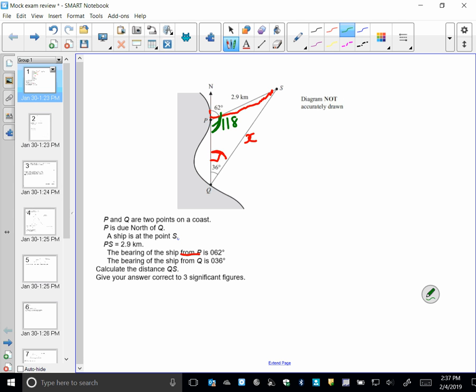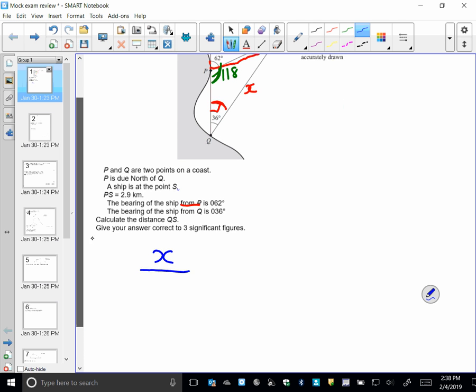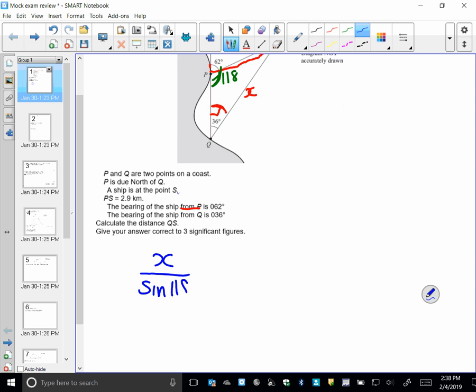So now I've got an angle, the length opposite it. I've got another angle, and I'm trying to find the length opposite that. Which of the rules are we going to use in this case? Sine rule, yes? You all happy with that? Remember, 2 sides, 2 angles is the sine rule. So we say that x over sine 118 equals 2.9 over sine 36.